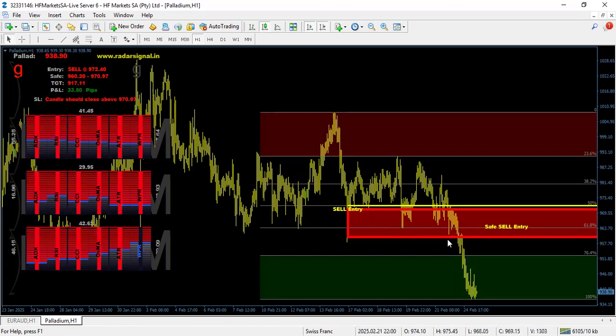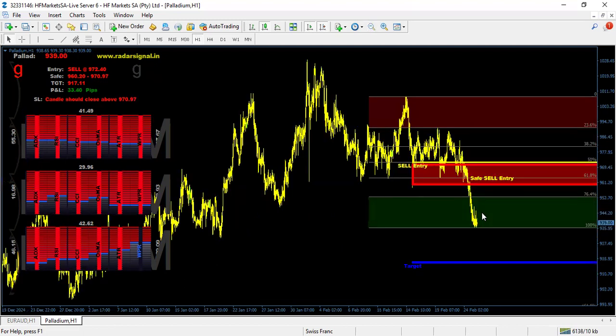As you can see right now, the market is currently at 100% of our Fibonacci retracement. 100% simply means it's at the support level, right? So if you were going to take this trade, you should have at least closed your positions right there at 100% or at 76.4%.